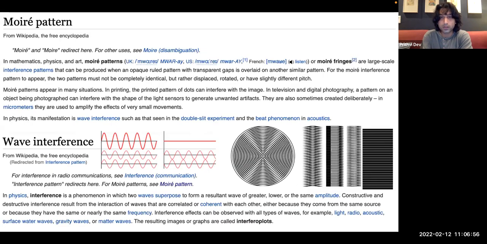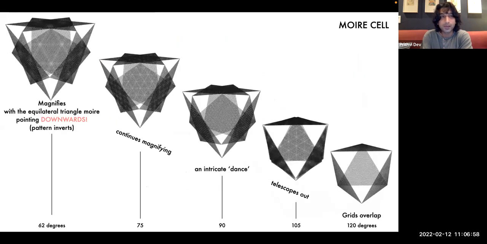And the answer is, of course, because after 60 degrees, the grids overlap, and when it's magnifying again, the equilateral triangle is pointing downwards. So that's how one knows that it takes a 120-degree cycle for the Moire pattern to complete one period, because the equilateral triangle is pointing downwards. So the pattern basically inverts after about 60 degrees.